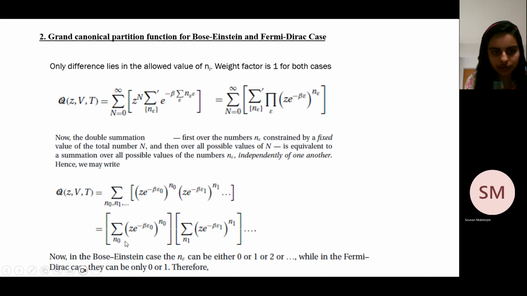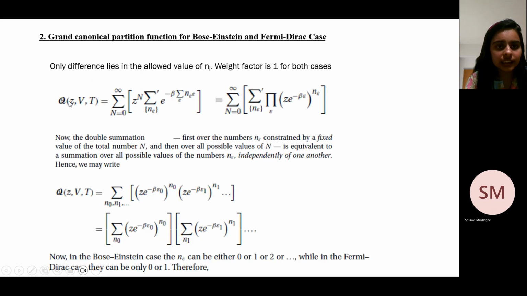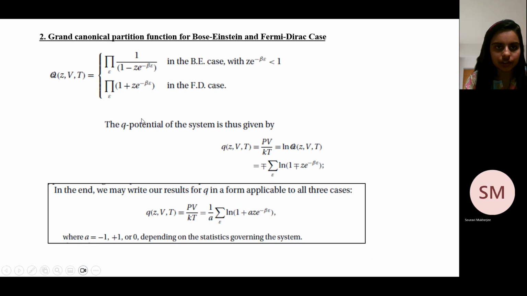And each of these values n naught, n i goes from 0 to infinity for the Bose-Einstein case, while for the Fermi-Dirac case, the possible values of each of these n i terms is 0 or 1. And accordingly, if you use that, this is your expression for Q, that is the grand canonical partition function, right? This is the expression that you get, right?